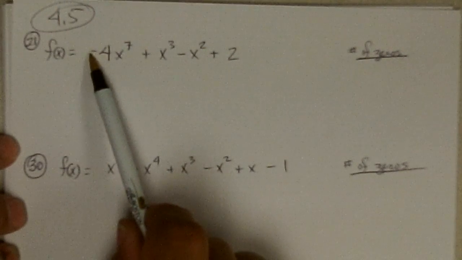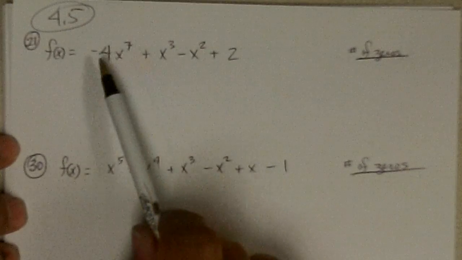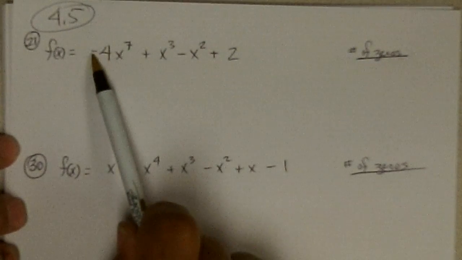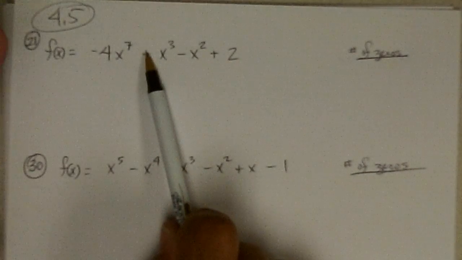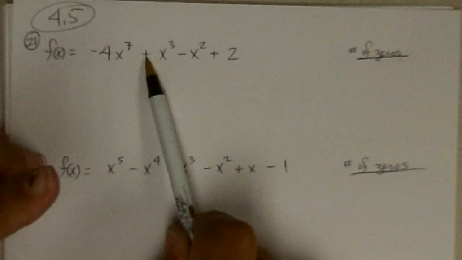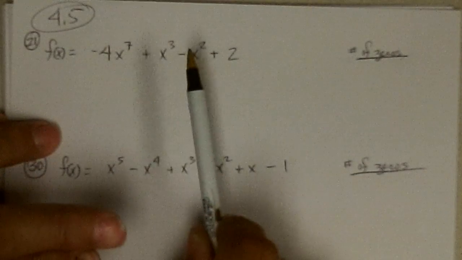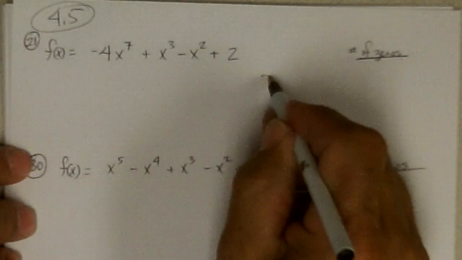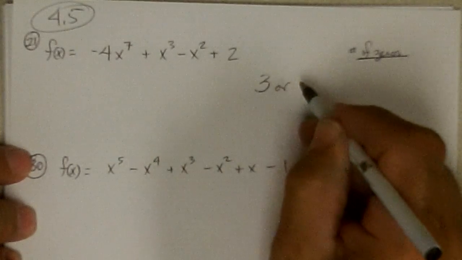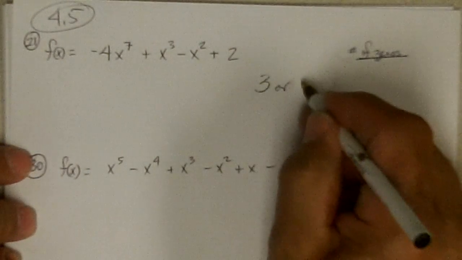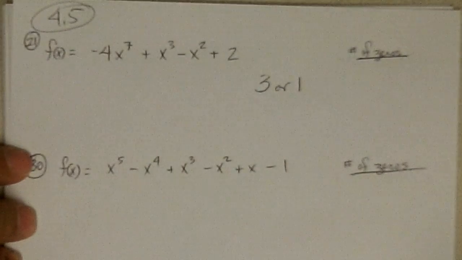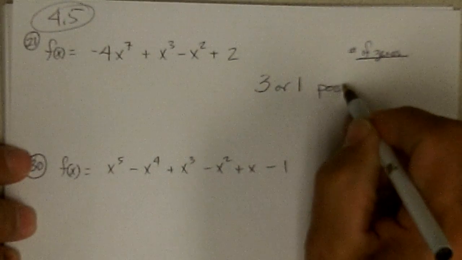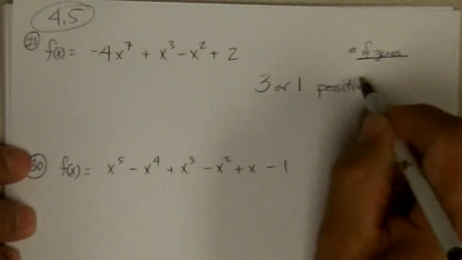in this, so this goes from positive to negative, negative to positive, positive to negative, negative to positive. So there's a change from negative to positive, 1 change. From positive to negative, 2 changes. From negative to positive, 3 changes. It says that there's 3, or they go down by 2, 3 or 1, or negative 1 couldn't be. So there's 3 or 1 positive zeros.